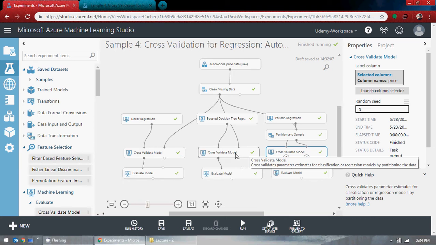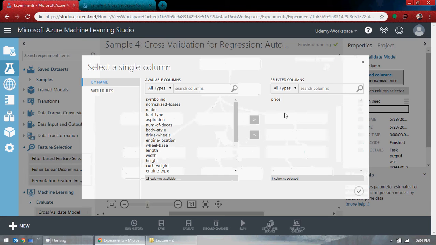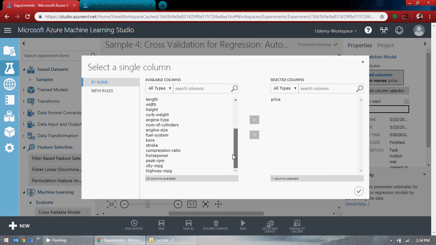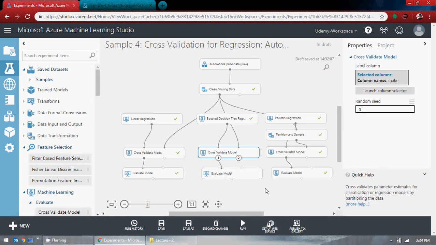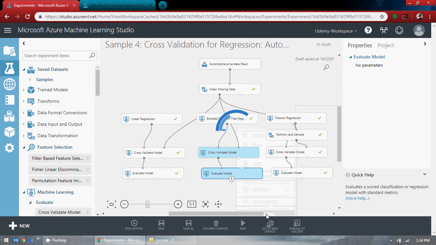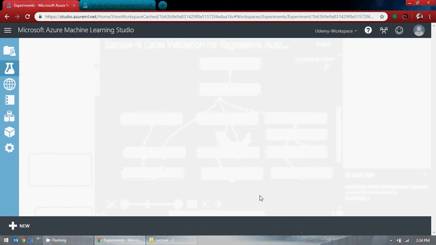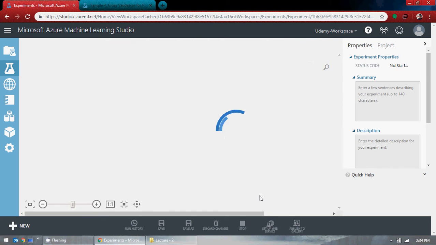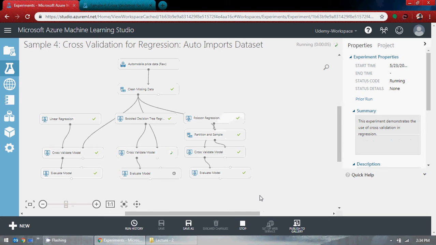Let's try this. I don't think this would work if it is a string, but let me change this price to some string value, right? Only one you can do. So let's say make is a string. Now this is a whole thing altogether. Now let's run this particular flow. This is the only flow. There are 3 different flows, right? One is for linear regression, the other is boosted regression, and the other is Poisson regression. Let's see how this works. This would be very interesting.